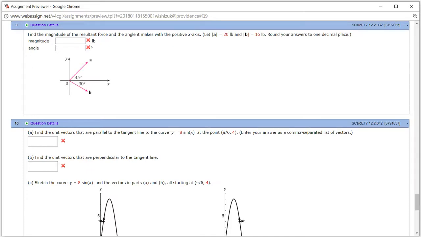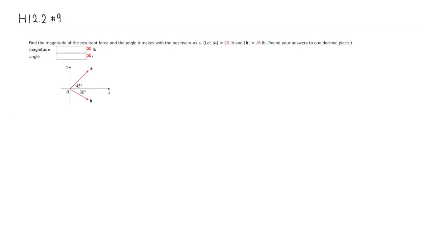All right, let's look at homework 12.2, problem number 9. We have a couple of forces pulling: one force is 20 pounds, and the other is 16 pounds, in the directions shown here. A makes 45 degrees with the positive x-axis, and B makes 30 degrees, or maybe I should say negative 30 degrees, with the positive x-axis. We want to know the magnitude and the angle of the resulting force by combining these two forces together.